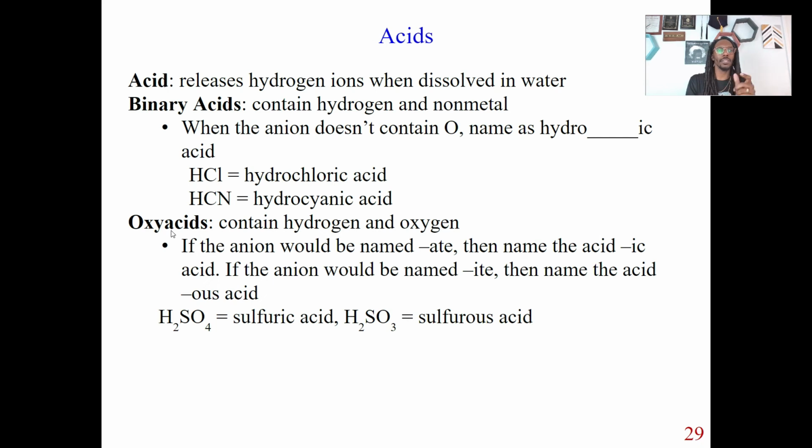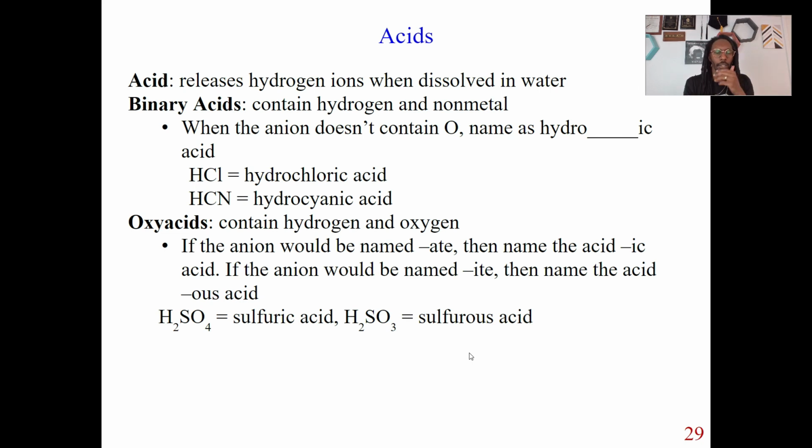So, H2SO3, we're changing this SO3, sulfite, to sulfurous, OUS acid. That is literally it. So anytime you've got an oxy acid, hydrogen and oxygen, depending on the ending, that's the reason why you have to know those polyatomic ions, y'all. Depending on the ending, that is going to impact the ending for your acid. Once again, if it's ATE, you change it to IC acid. If it's ITE, you change the ending to OUS acid.